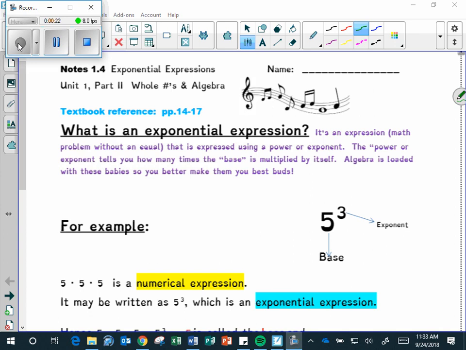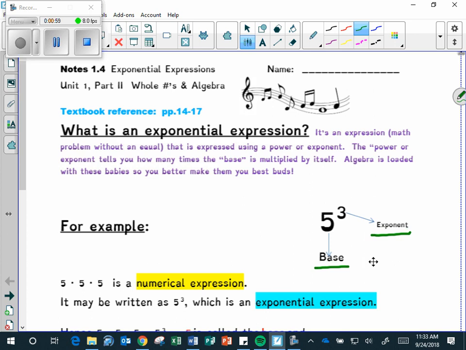So I've written what an exponential expression is here. It's an expression or a math problem without an equal sign that is expressed using a power or an exponent. Down here I've identified some of the parts. The exponent is a raised number. The base is the larger number you see written there. And the power is telling you how many times the base is multiplied by itself.